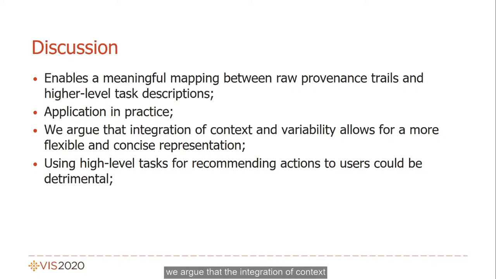We argue that the integration of context and variability allows for a more flexible and concise representation when parsing the task hierarchy. Iterative refinement will ensure unexpected interactions and provenance will be used for further optimizing the hierarchy. We further note that using high-level tasks for recommending actions to users could be detrimental, as many systems are available to users with variable levels of expertise, expecting and accepting different levels of support.